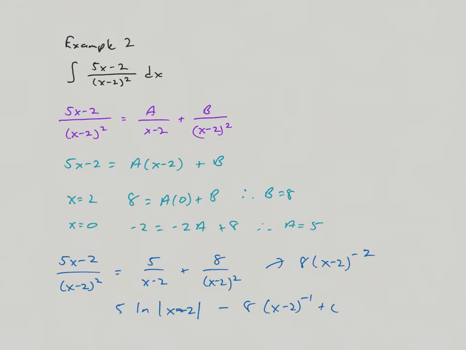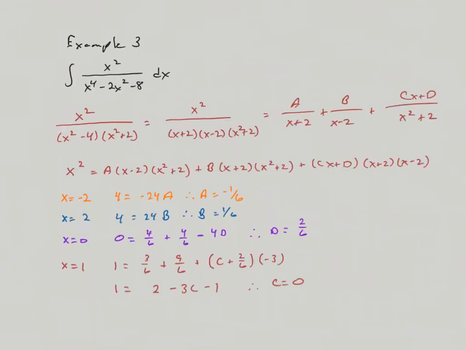So what I get on this one for my final answer is that the integral of 5x minus 2 over x minus 2 squared dx is going to be 5 times the natural log of the absolute value of x minus 2, minus 8 over x minus 2, plus c. That would be my final answer. Again, take a minute, make sure you're comfortable with the calculations and the procedure I went through. And once you are, we'll move on to the next example involving an irreducible quadratic.